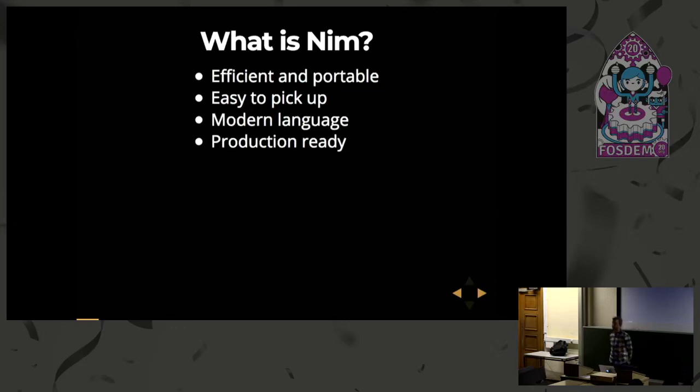Nim focuses on building a small language core with more features implemented using its brilliant macro system. And this makes it easy for anyone to pick up. It is a modern language, as it includes many features you'd expect out of one. This includes generics, iterators, closures, a brilliant module system, things like that. And it is production ready. So we recently had a 1.0 release just last year. So Nim now guarantees backwards compatibility, making it ready for use in production.